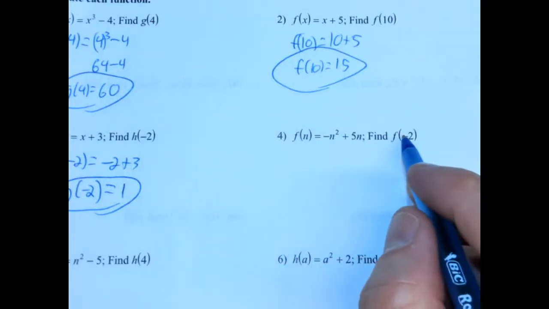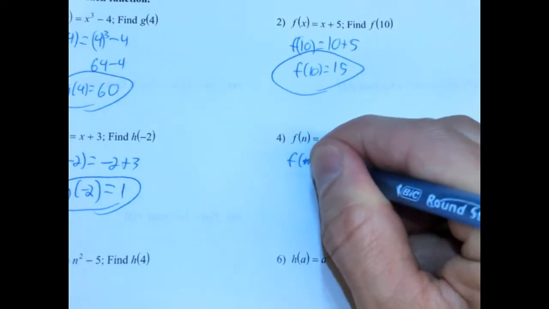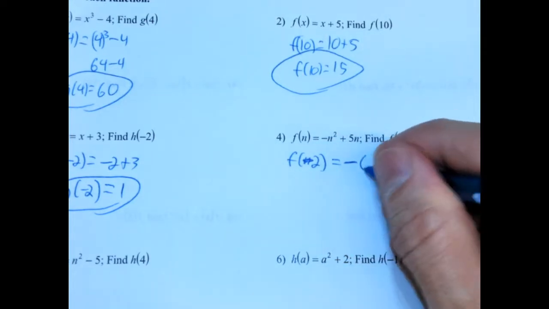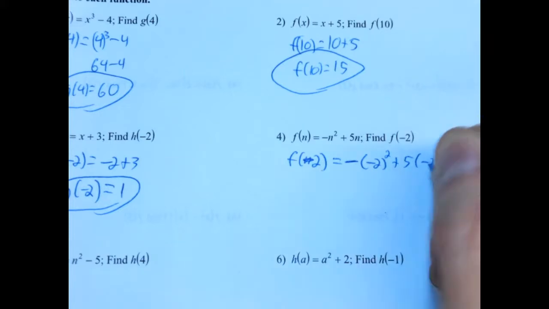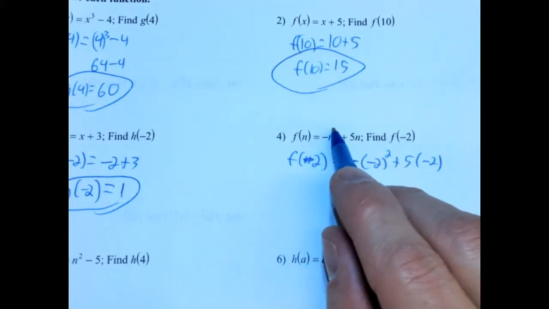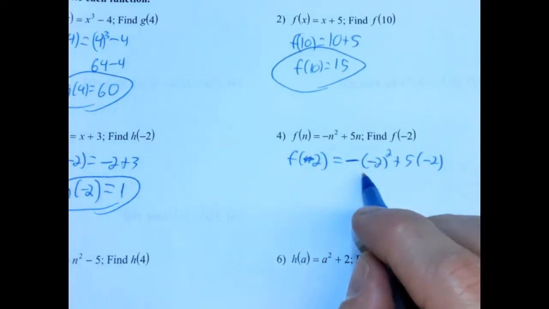F of n, f of negative 2. So be careful of this one. So we have negative n squared. So negative 2 squared plus 5 parentheses negative 2. So be very careful here where you plug in this negative 2, because there's a negative sign in front of it. If the negative n was in parentheses, then this would be completely different.